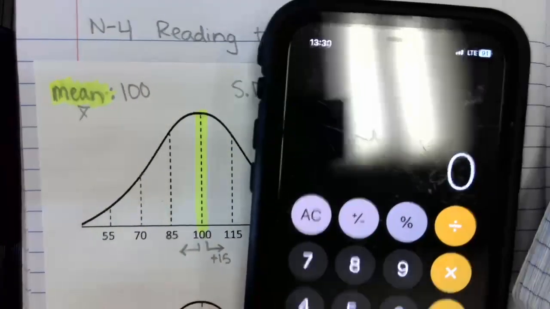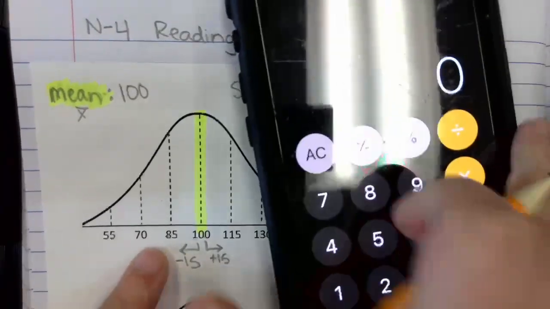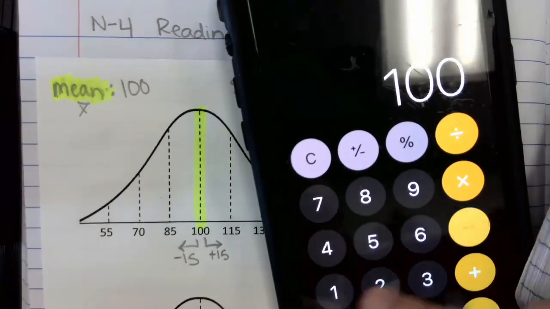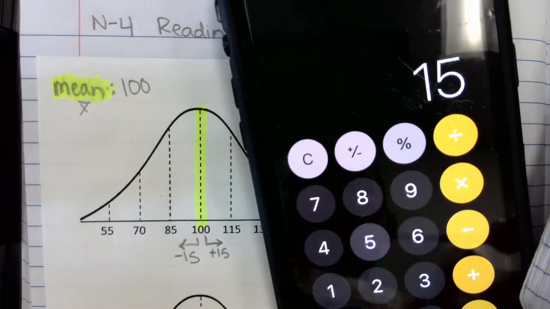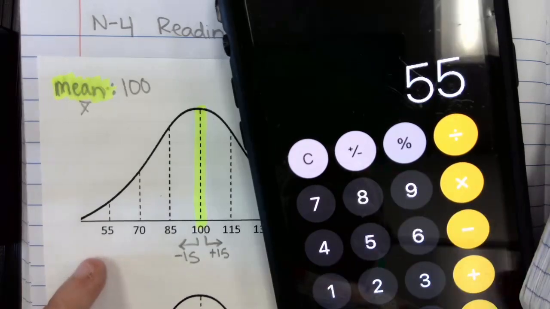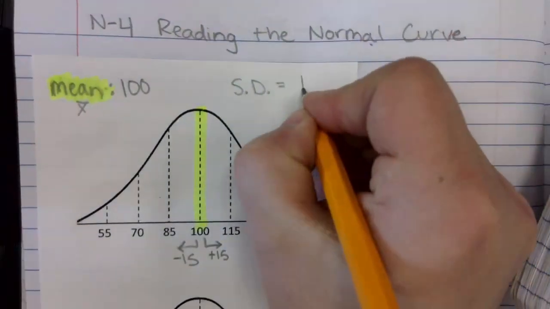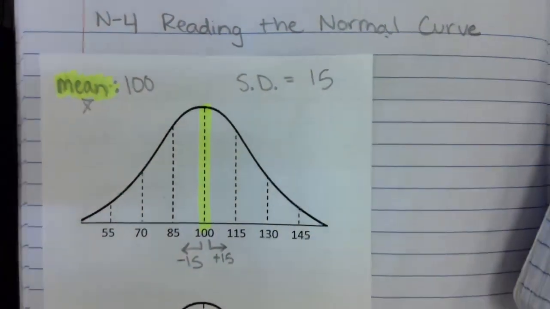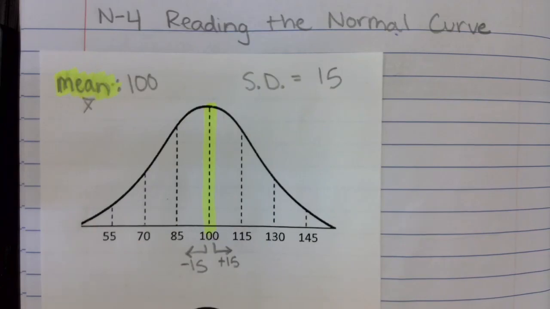Okay, and then just double check it on the other side. Minus 15, 100 minus 15 is 85. Minus 15 is 70. Minus 15 is 55. So our standard deviation is 15. All right, now we're going to have two questions with this one.